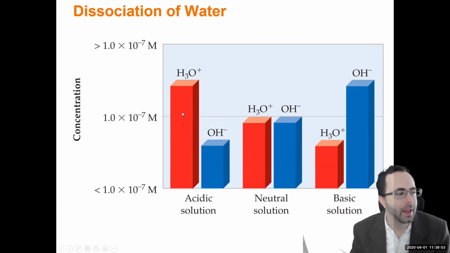So if we add acid into solution, this will increase the hydronium concentration and decrease the hydroxide concentration. On the other hand, if we add base into solution and increase the hydroxide concentration, that means there must be a decrease in hydronium concentration because their values must always multiply to 1 times 10 to the minus 14. Questions there?